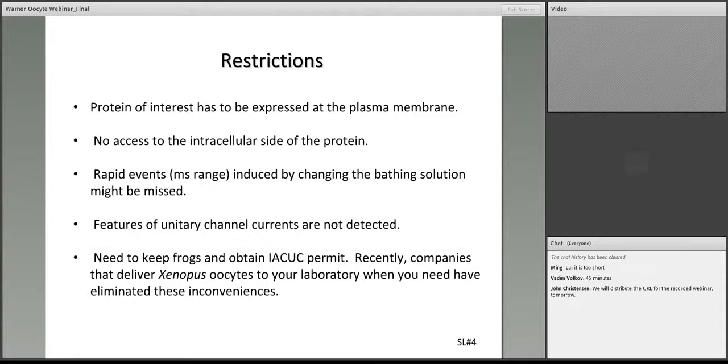After the injections, the oocytes are kept at 16 degrees for variable incubation times, usually 1 to 5 days. The optimal incubation time to reach maximal expression levels varies and needs to be determined for each protein.